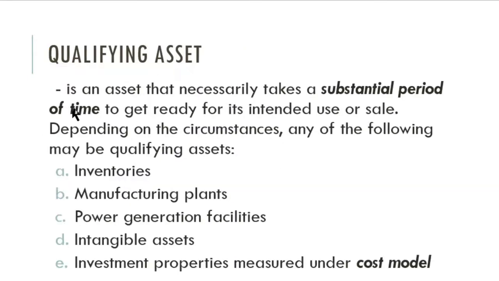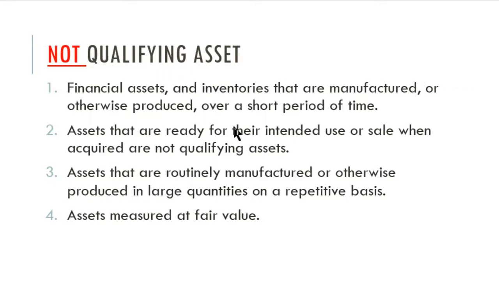So what are not qualifying assets? Di ba mentioned earlier that these will be qualifying assets if they take a substantial period of time to get ready for its intended use. But there are also other forms of asset that do not qualify. For example, financial assets and inventories that are manufactured or otherwise produced over a short period of time are not qualifying assets. Of course, it does not take a long period of time to complete.